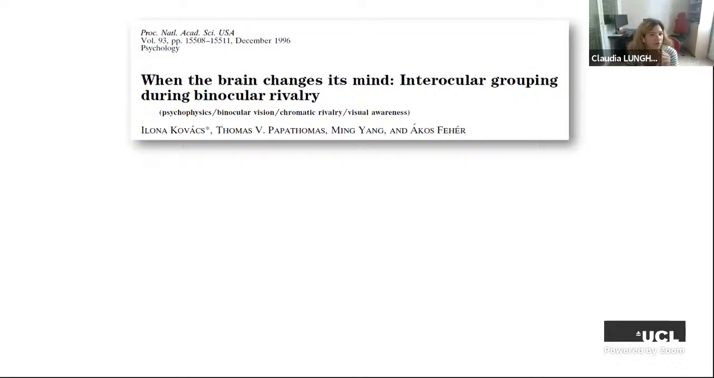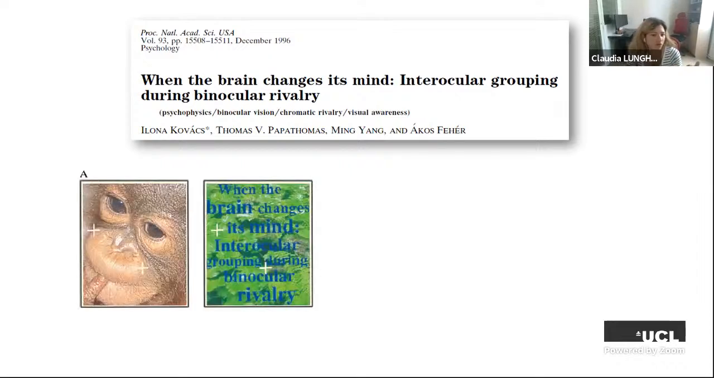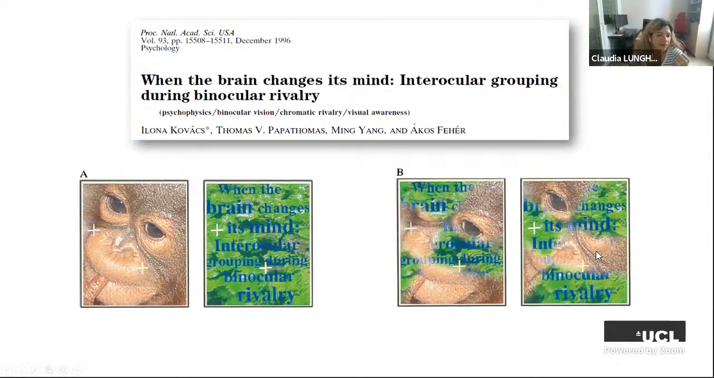And to a similar conclusion, actually, the same year in PNAS, Kovac and colleagues showed some form of grouping in binocular rivalry occurring at a higher level using another paradigm, what is called patchwork rivalry. So what they did in this case was not to swap the orientation and the stimulus presented to the 2 eyes, but just to present a patchwork of 2 coherent images to the 2 eyes.